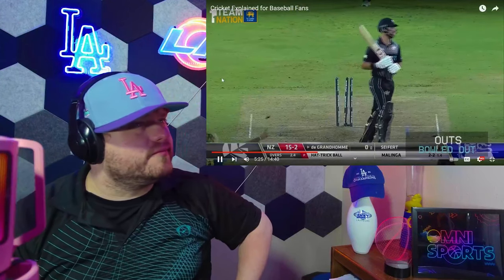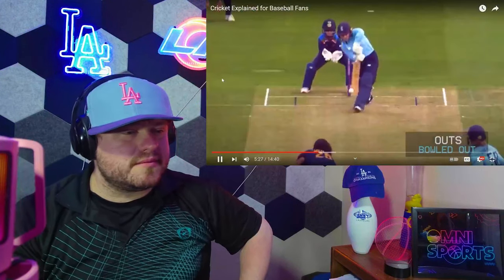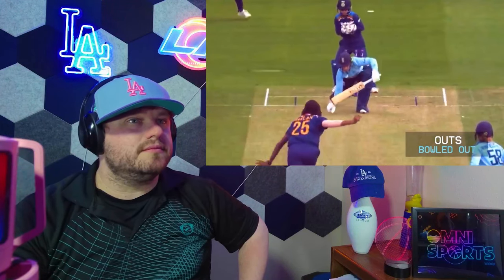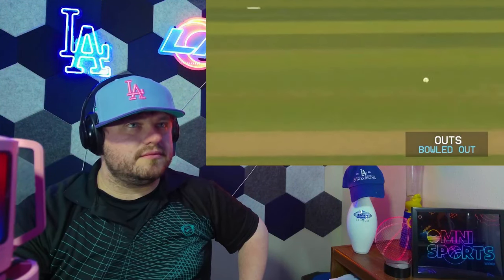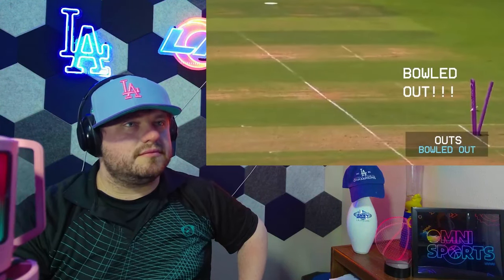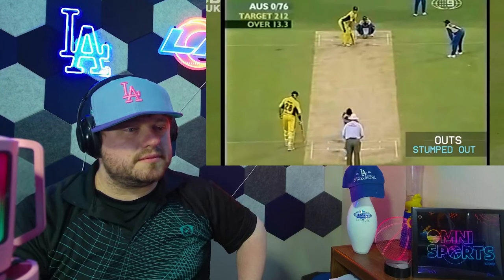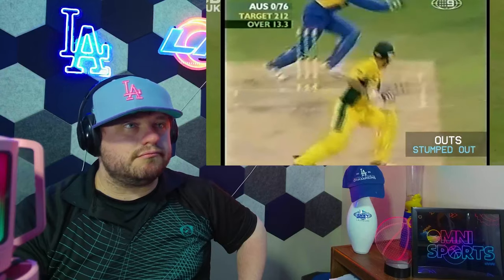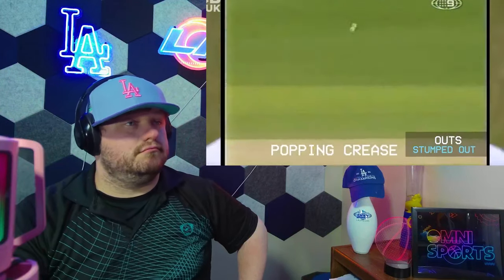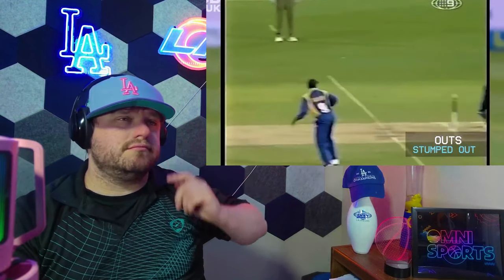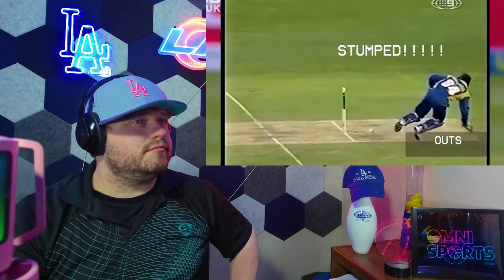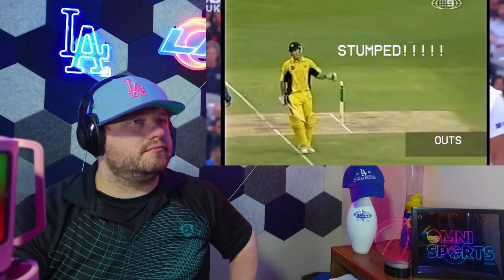You can be bowled. And these are very exciting. This is where the bowler sends the ball to you and the ball bounces past you and knocks the bails off the stumps. A batter can also be put out by the wicketkeeper. If the batter moves past this line here called the popping crease, and the wicketkeeper gains possession of the ball and knocks the bails off the stumps, this is called being stumped out.